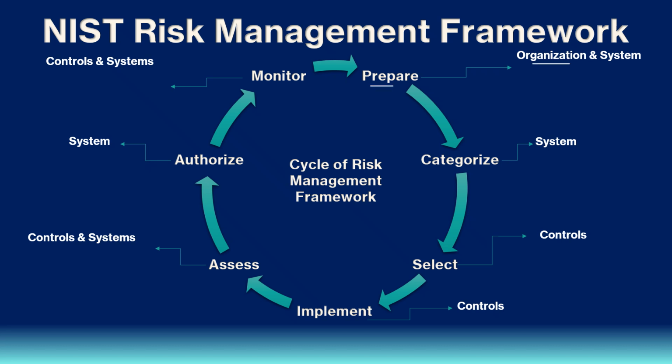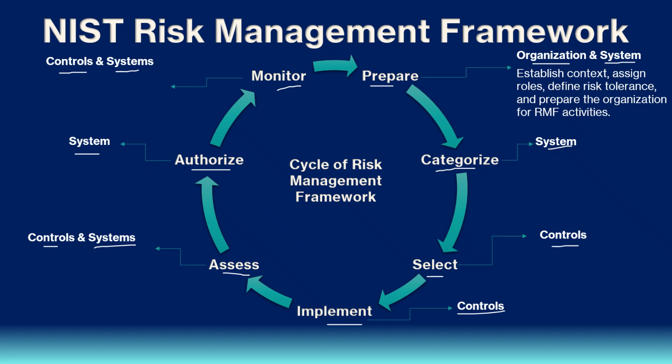We have to prepare the organization and system that we'll be discussing in a minute. Categorize the systems, select the controls, then implement the controls, and then assess the controls as well as the systems, and then authorize the systems, and then monitor the controls as well as the systems. So let's start with the first one, prepare.